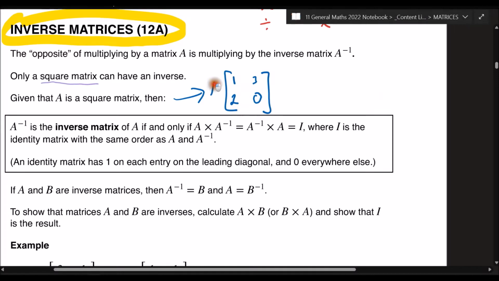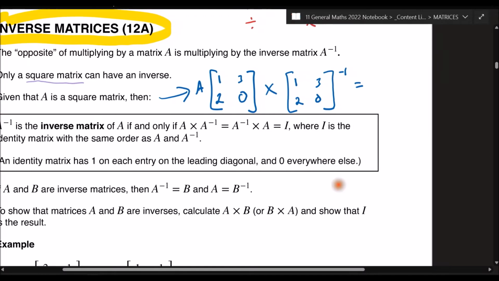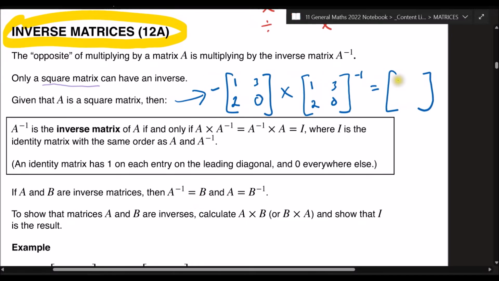If this is a matrix, then it's got an inverse. The inverse of it would be A to the power of -1. Whatever that matrix would have been, if I multiplied it with its inverse version, that is, A, which is the matrix 1, 3, 2, 0, times A to the power of -1, I should get what we call an identity matrix. The identity matrix is going to have the same order as A. So this A matrix and this A inverse matrix are going to have the same order, so that's our 2 by 2. And every number on the leading diagonal is a 1. That means every number diagonally is going to be 1, and all other entries will be 0.